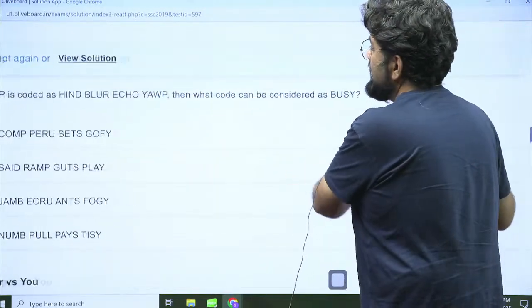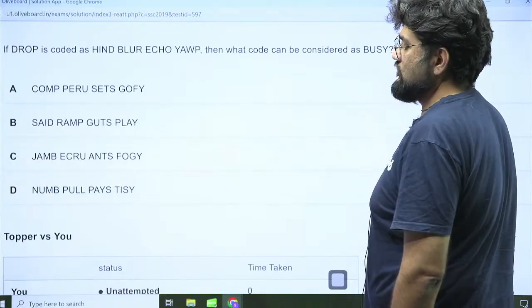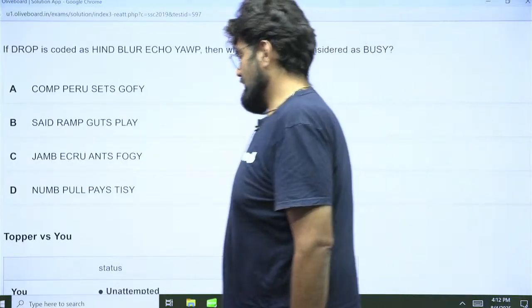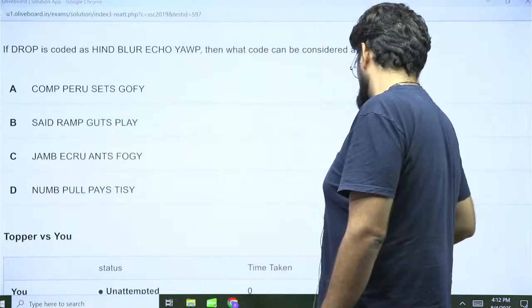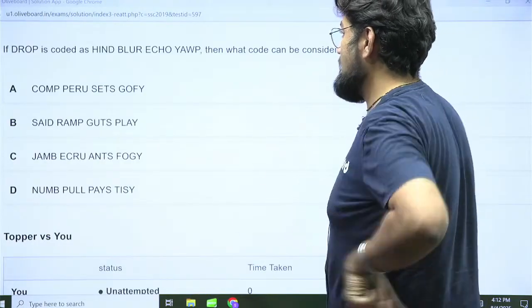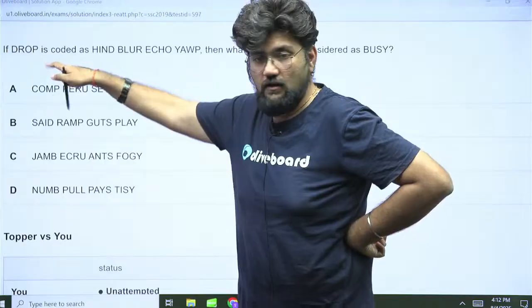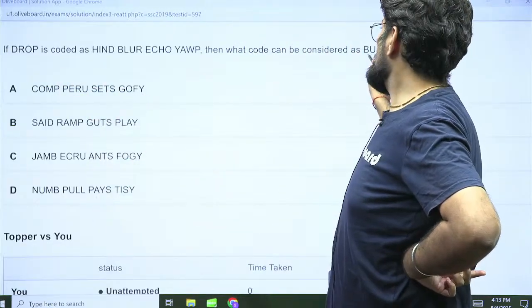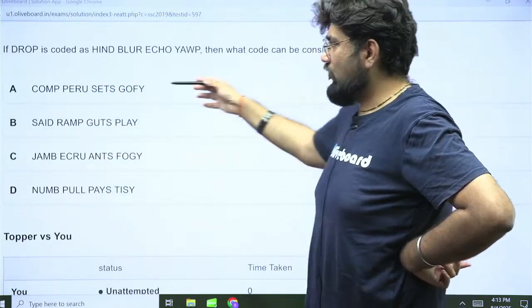Okay, this is a very interesting logic. Very, very interesting logic. Now, in this question, what exactly is happening? Drop is coded as hind, blur, echo, yawp. There are 4 different codes for a single word. They are asking you the code for busy. If you observe again, 4 words each.